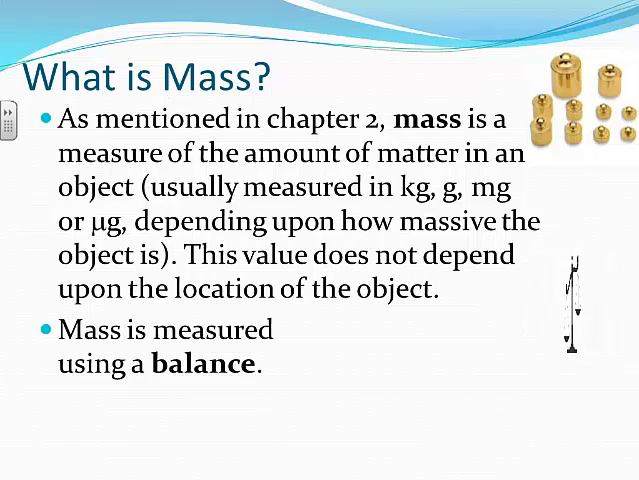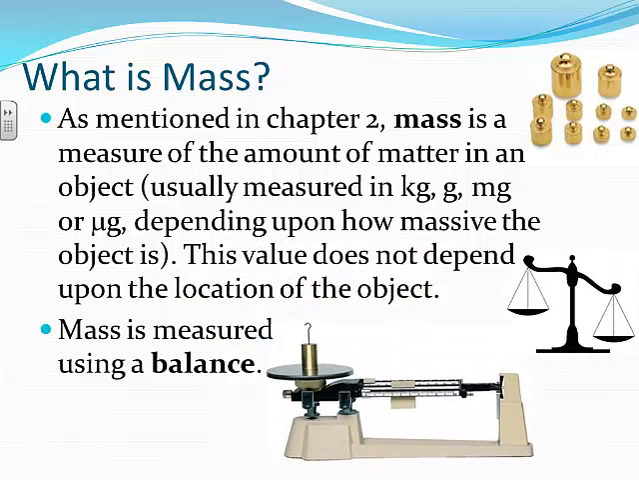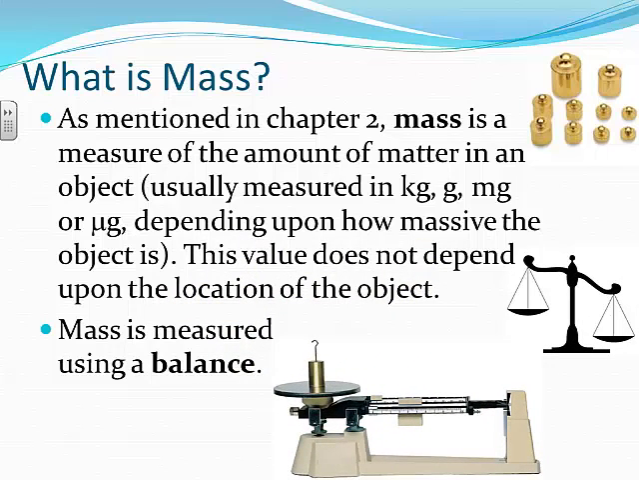Mass is measured using a balance. This is a mass balance where you place an object on the pan, as you see the weight has been placed there, and then you move slider masses until you have a balance between the masses on the sliders and the mass that you have on the pan.